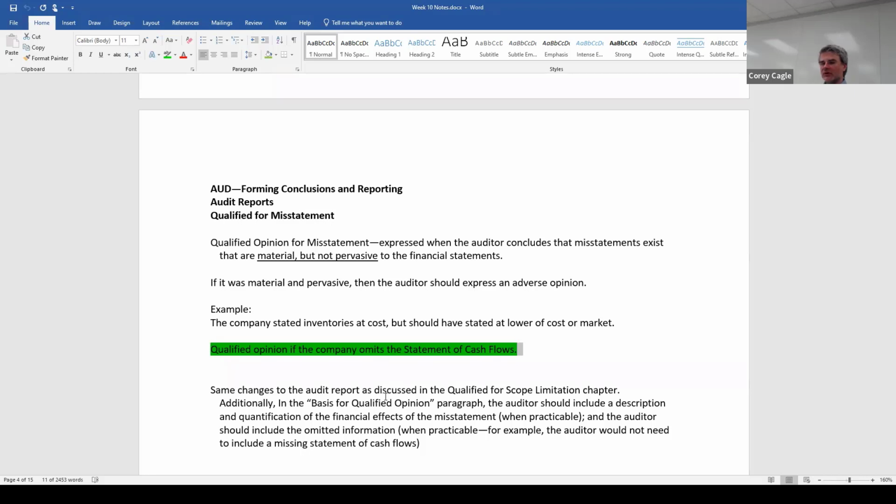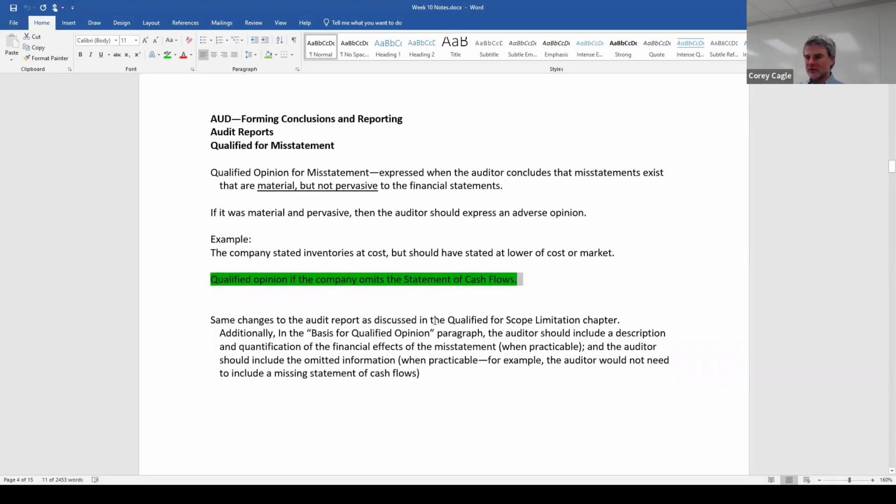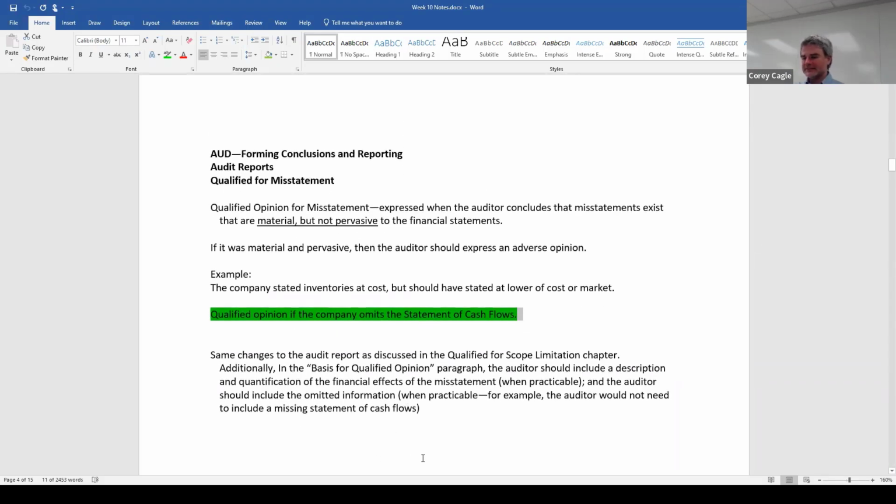That shows up as test questions quite a bit. And they make a note, when they're talking about trying to include, when practicable, the effects of the misstatement or any omitted information. They say when practicable, which means you don't have to supply the missing statement of cash flows. That's not your job, right? That is not practicable to do. All right, so that's really all to say about that. It's the same idea, just a different reason for qualifying the opinion.